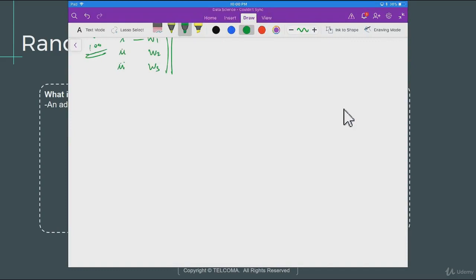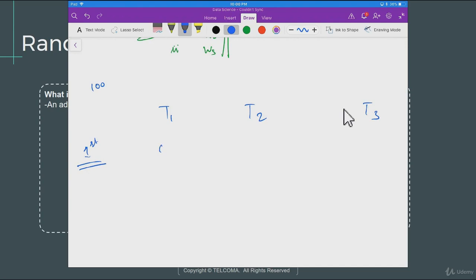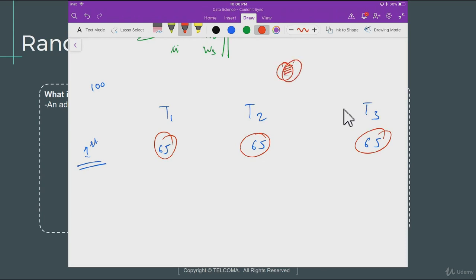Let's say we have three different models. We have T1, T2, and T3. The first level of randomness is in the training sample. Let's say out of 100 rows, 65 goes over here, 65 goes over here, 65 goes over here. If you look at these training samples, they might overlap to a certain extent, but it is not a complete overlap.